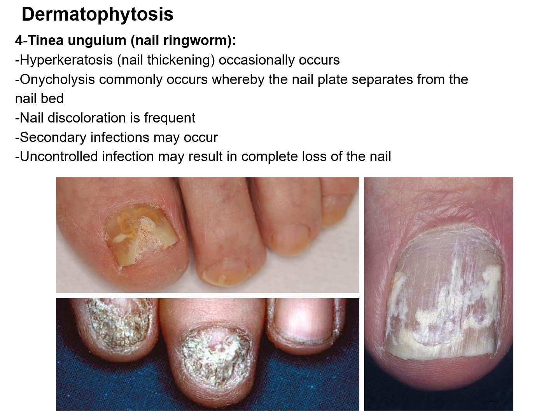If tinea unguium occurs, you might see hyperkeratosis, which means thickening of the nail. This is hyperkeratosis and discoloration, for example, in this case here. Onycholysis might also occur, where the nail plate separates from the nail bed. The discoloration that you're seeing here is quite frequent in the population. And you might have a secondary infection if you do not take care of the fungal infection, and that would exacerbate the disease. If you do not control the infection, you might end up with a complete loss of the nail.